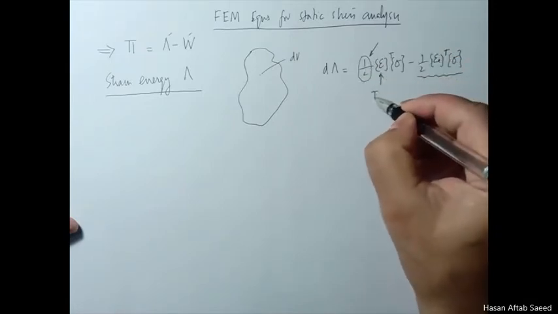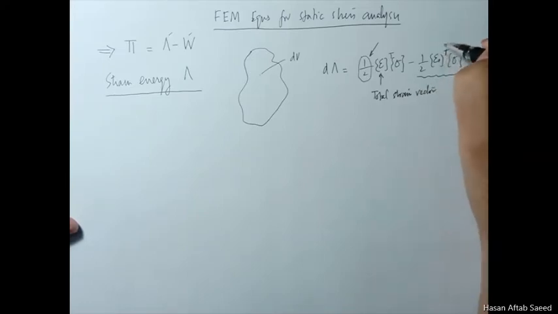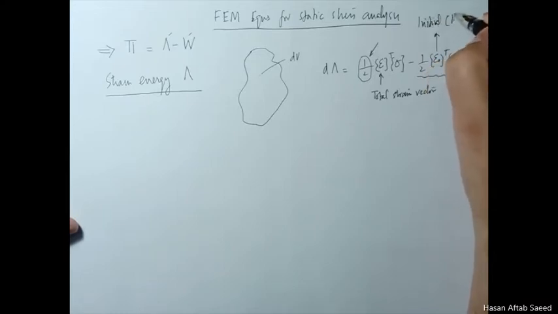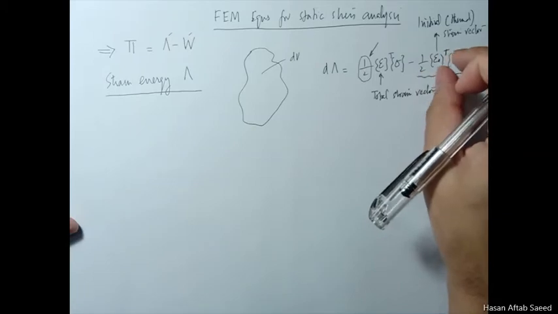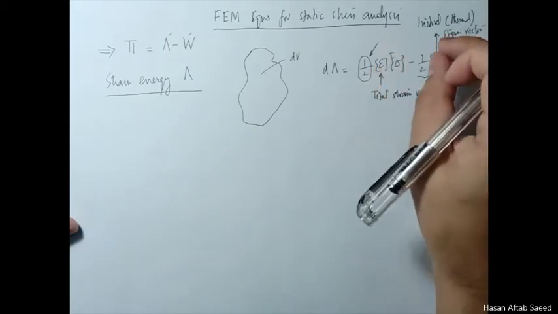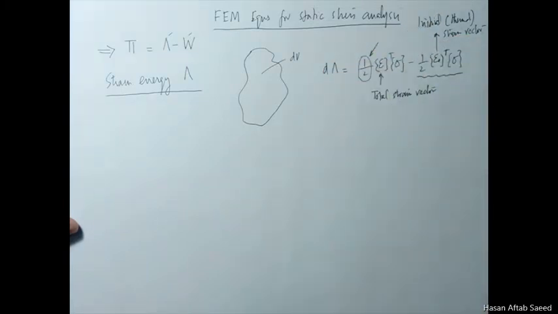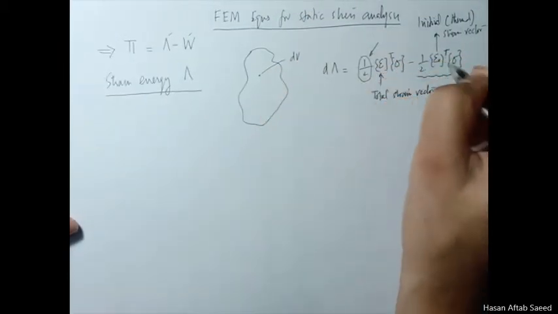This is the total strain vector. This one is the initial or thermal strain vector. So we subtract this part, the initial strain part, from the total to get the mechanical strain. Then mechanical strain is what plays a part in strain energy. Now, this is the expression for a differential volume.